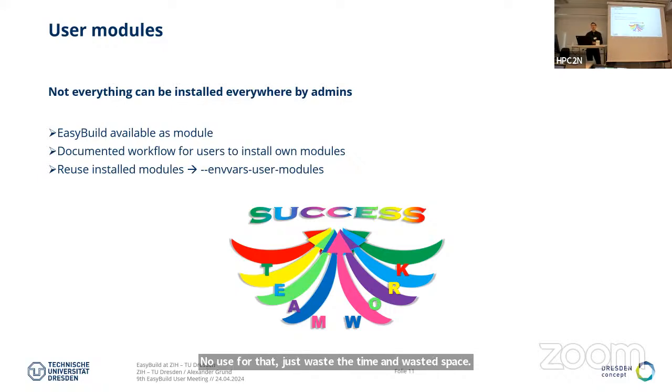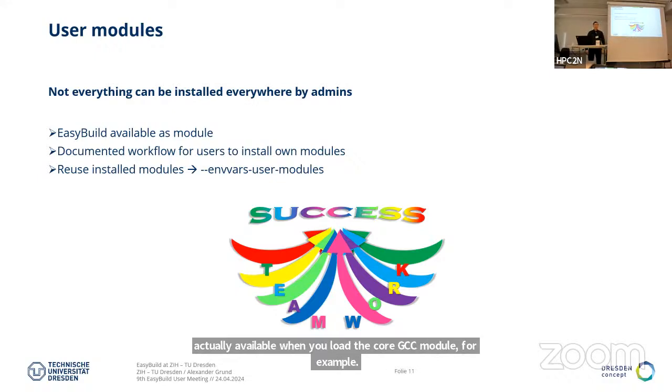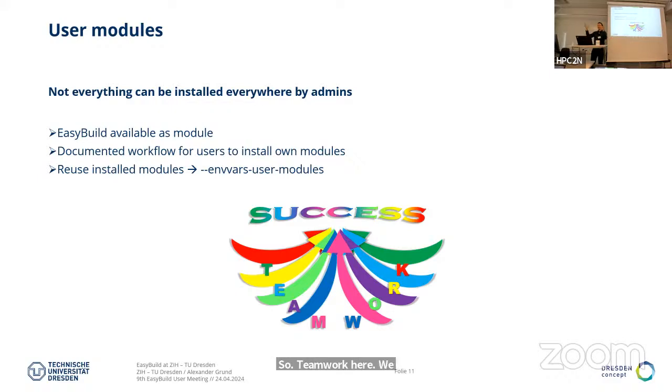One of the good options from EasyBuild there is listed there. If you don't know it, look it up. It basically says, okay, if you load this global module, also look into some other paths in the hierarchical module naming scheme, such that those user modules are actually available when you load the core GCC module, for example. So, teamwork here. We don't do everything. We encourage the users to do it when we are, for example, not fast enough or simply refuse to install some version of the software, which only they need.